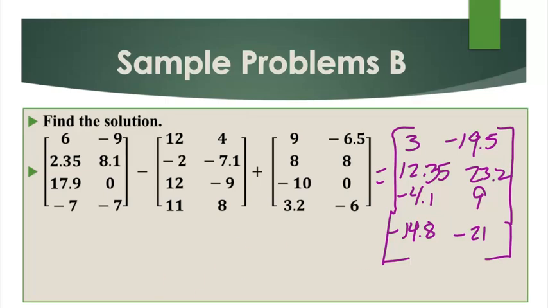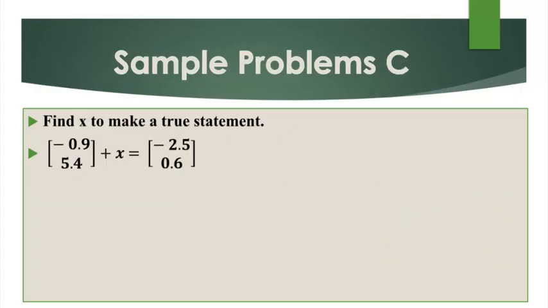Moving on to our next sample. Here we need to find out what x is to make this statement true. So we're trying to find out what that matrix would be. So negative 0.9 plus what gives you negative 2.5. Since the answer is a negative answer, I need to add another negative number to it. So I need to think, what do I add to 9 to get us to 15? So that would be 6. So it would be negative 1.6, because negative 1.6 plus negative 0.9 gives you negative 2.5.